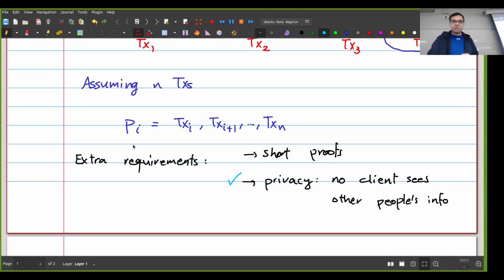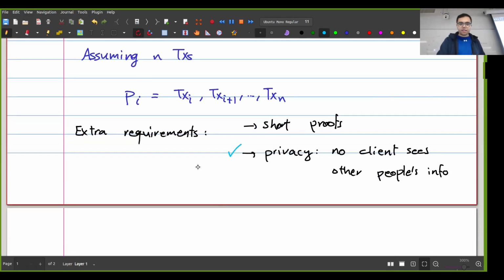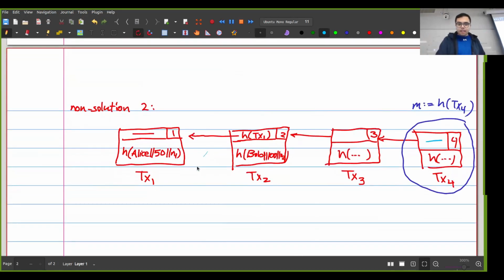So my proof is still the same as before. If I want to prove transaction i, I have to provide all the transactions from transaction i forward. So if I want to prove the first transaction, I have to give all of the transactions. So in the worst case, my proofs have a length of basically Theta(n). Okay.